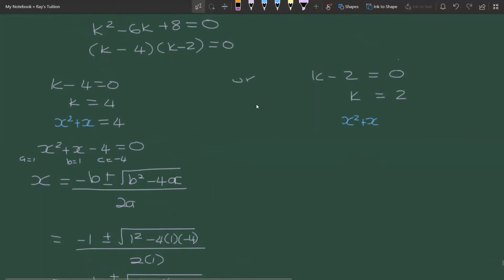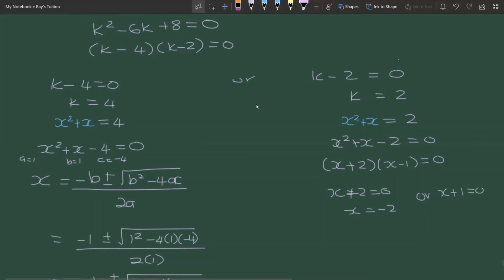So let's have a look at this one over here. So we're replacing the k is equal to 2 with x squared plus x is equal to 2. And again, it's a quadratic equation, so we take everything over. And then we're looking for the factors of 2 that give us positive 1. So that's x plus 2 and x minus 1 equals 0. So that means x plus 2 is equal to 0, so x is equal to negative 2. Or x minus 1 is equal to 0, so x is equal to 1.